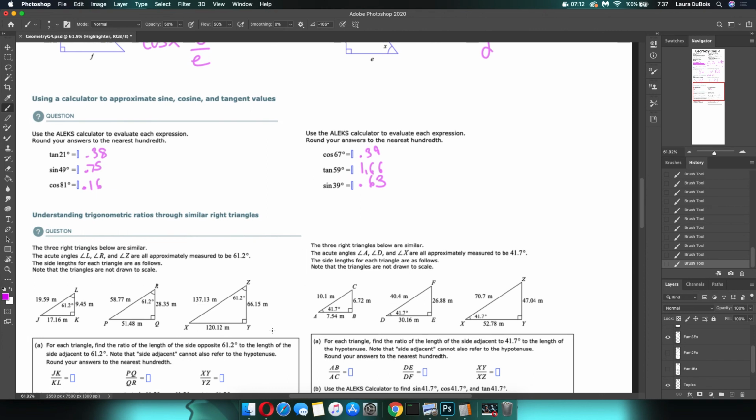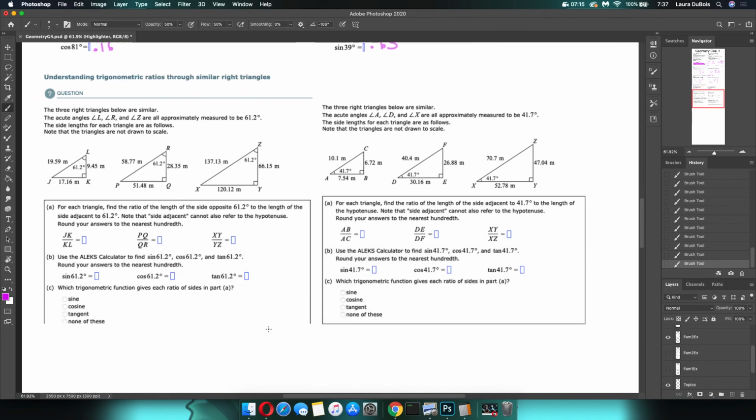And now let's justify why those trig functions actually work. So JK over KL, and notice how it says round to the nearest hundredth, so we're going to be using our calculator again. So JK over KL, so that's tangent, right? That's opposite over, yeah, that's opposite over hypotenuse. So it's going to be 17.16 over 9.45.